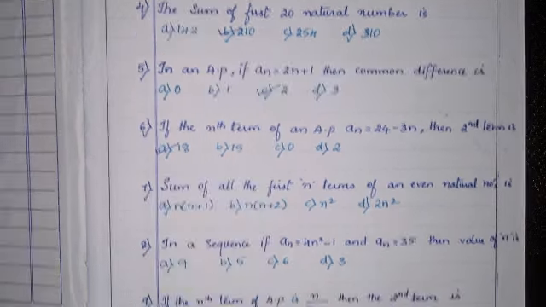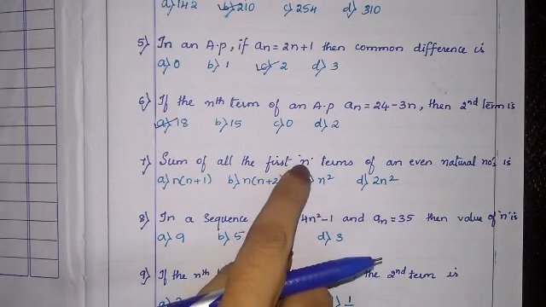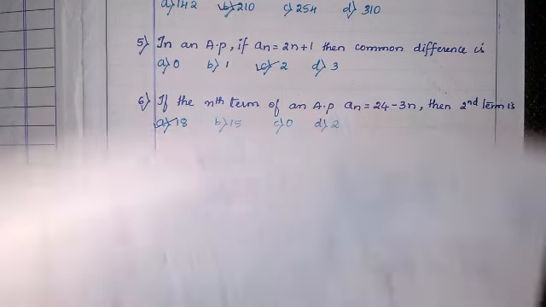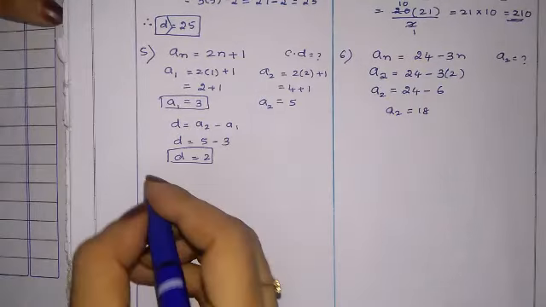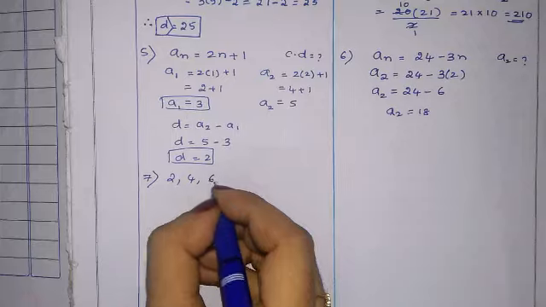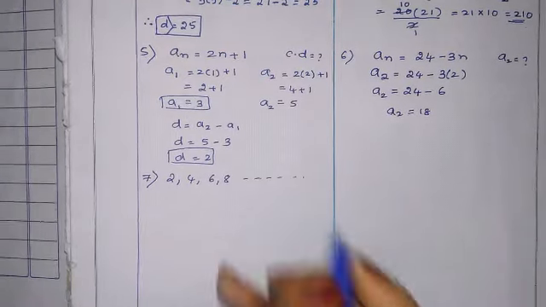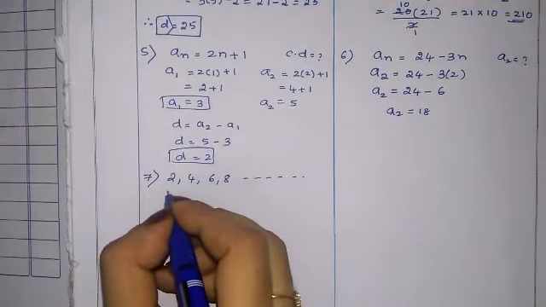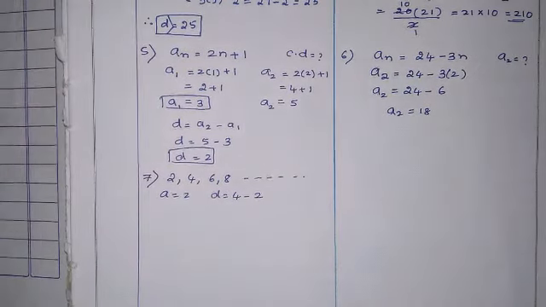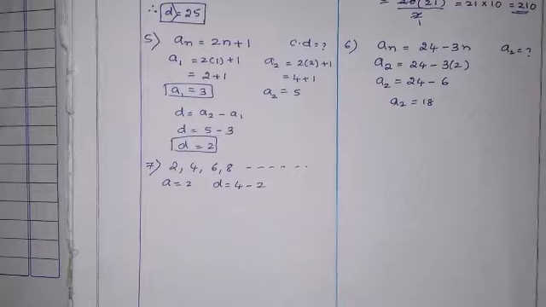Next question. Sum of the first n terms of the even natural numbers. We know that the even natural numbers are 2, 4, 6, 8, and so on. Here a is 2, d is 4 minus 2. Again, we don't have anything else in the question.